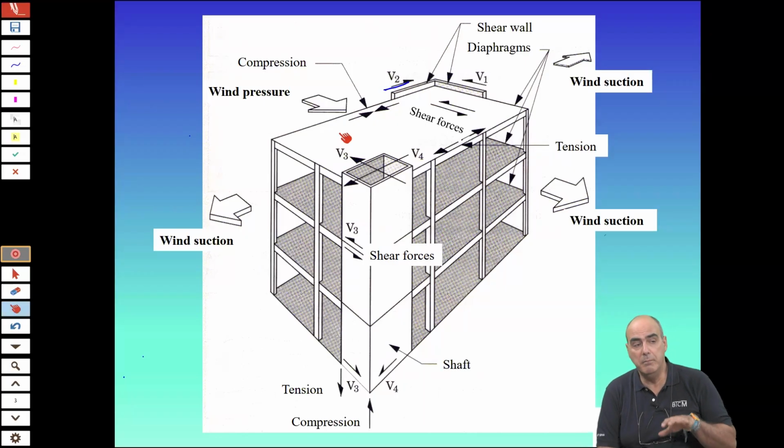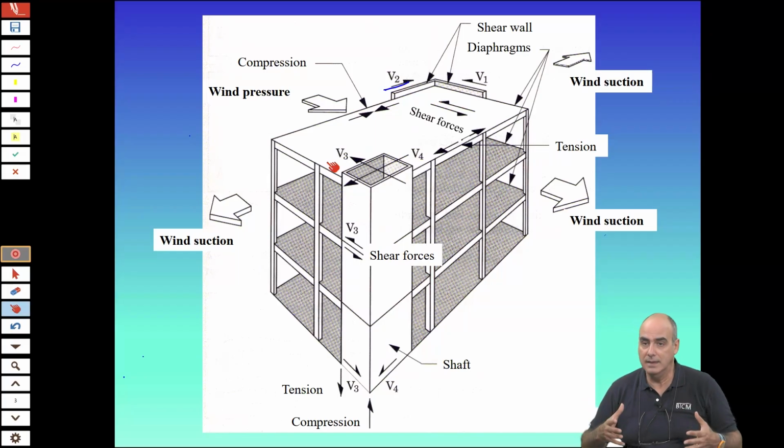But one very important part of the lateral load resisting system are also the floors. The floors in a well-designed building for lateral load resisting capacity must behave as a rigid diaphragm.